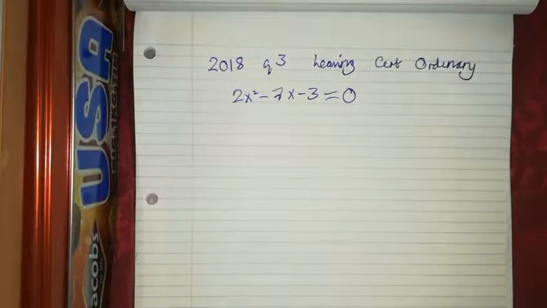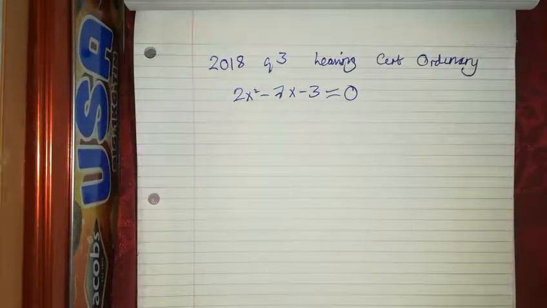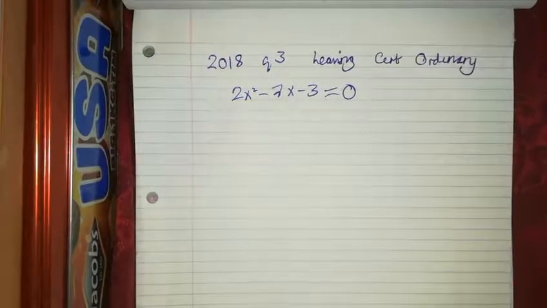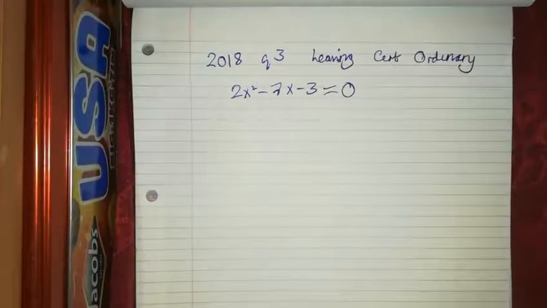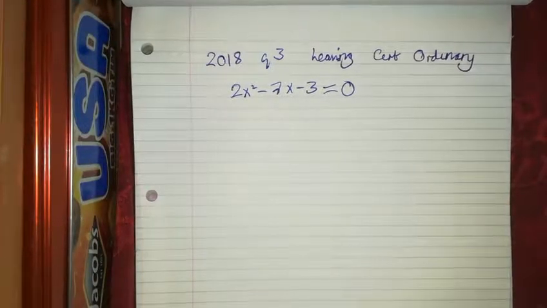So here we have 2018 question 3. This is a Leaving Cert Ordinary Level paper 1 and it's a question on algebra. So it says solve the equation 2x squared minus 7x minus 3 is equal to 0. Give each answer correct to 2 decimal places.